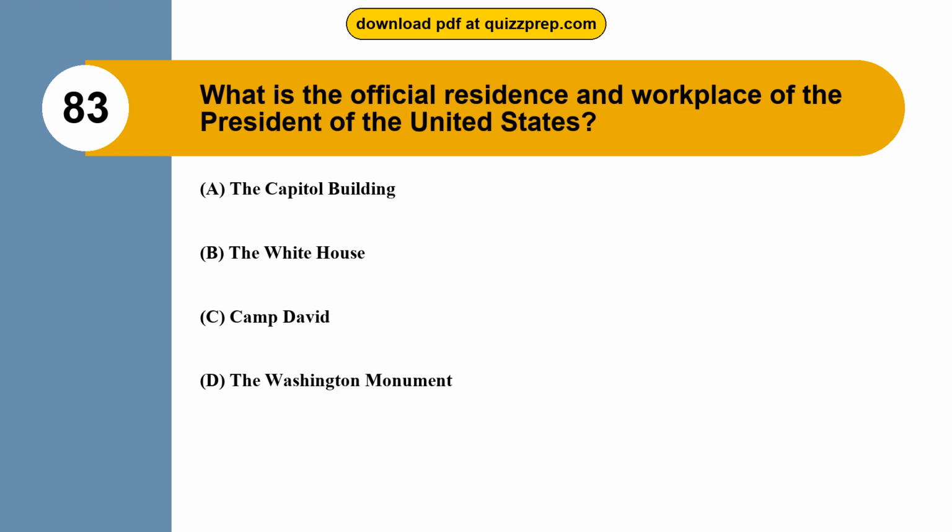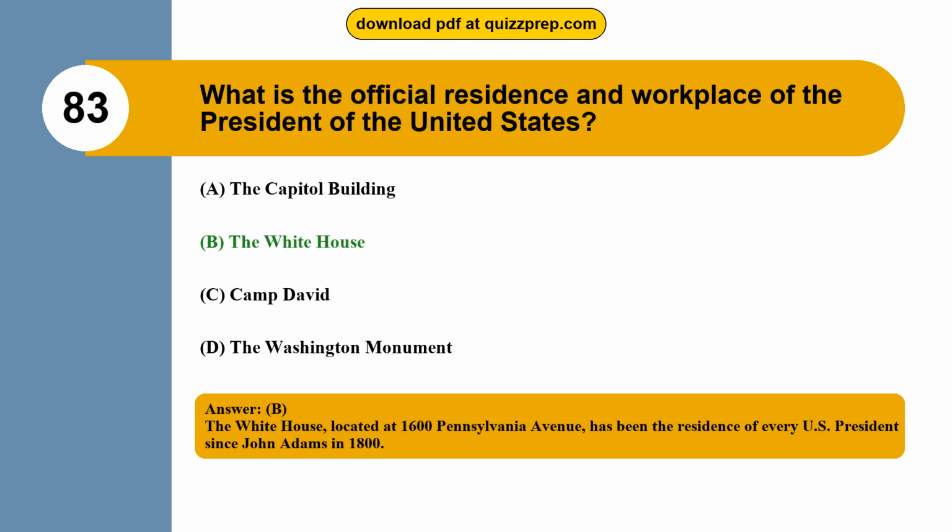Question 83. What is the official residence and workplace of the President of the United States? Option A, the Capitol Building. Option B, the White House. Option C, Camp David. Option D, the Washington Monument. The correct answer is option B, the White House. The White House, located at 1600 Pennsylvania Avenue, has been the residence of every U.S. president since John Adams in 1800.